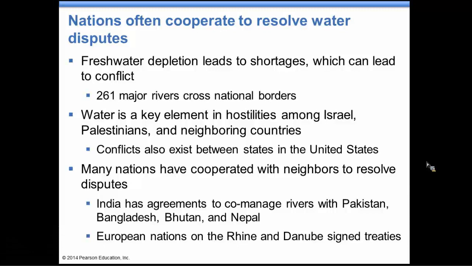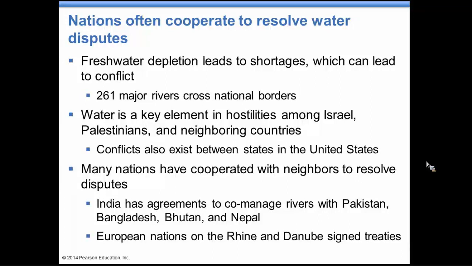Freshwater depletion has led to shortages, and that can lead to conflict. So 261 of our major rivers cross national borders. Water, in fact, is a key element in hostilities among Israel, the Palestinians, and neighboring countries. And also conflicts exist between states in the United States. And this has led many nations to cooperate with their neighbors to resolve these disputes.